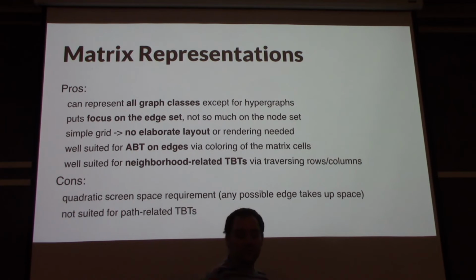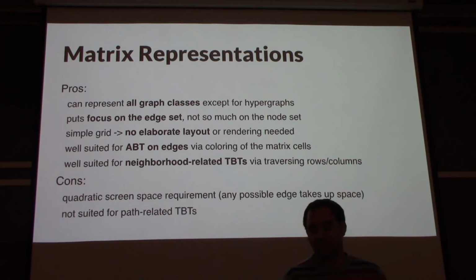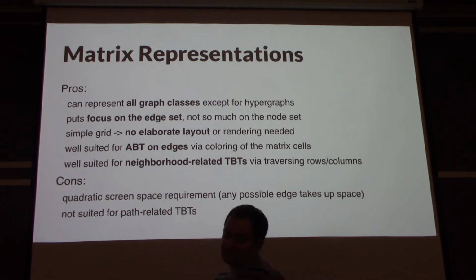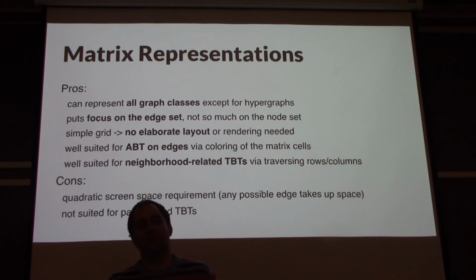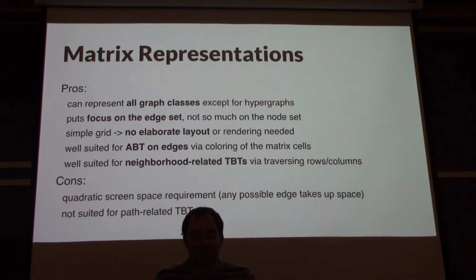So what are the pros and cons of matrix representations? Well, they can of course represent all graph classes except for hypergraphs. So we can't draw hyperedges in them. If you have hyperedges, it's not a good visualization technique. It's really about focusing on the edge set. So if the types of connections are important, then they're great. It's not so much about the node set.